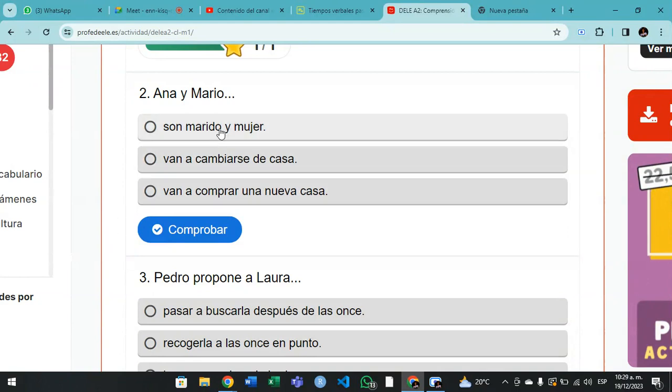Okay, they are going to get married, but they are not husband and wife yet. Because this option A says that Ana and Mario are husband and wife, like they are already married, but they are not. They're just going to have their wedding in a few days. So it's not that one. Okay, so then it's C. They bought a new house. No.